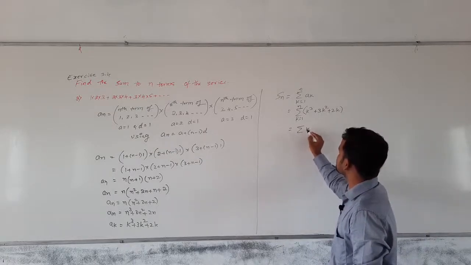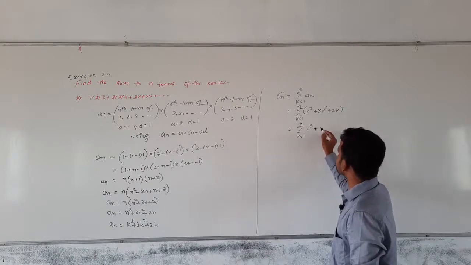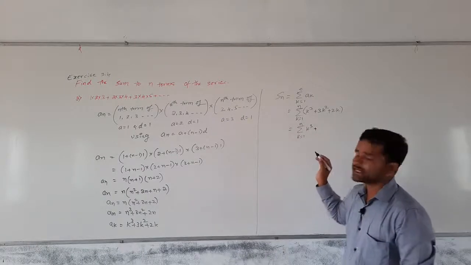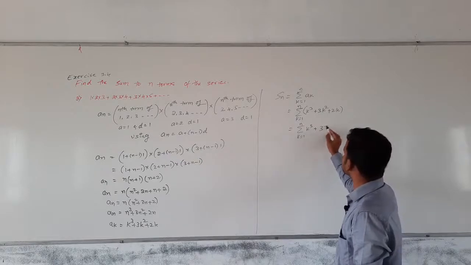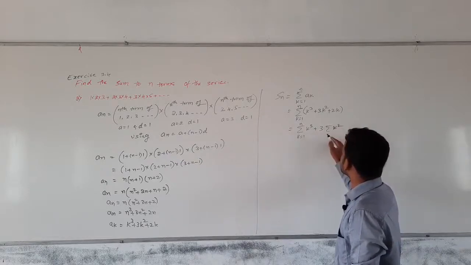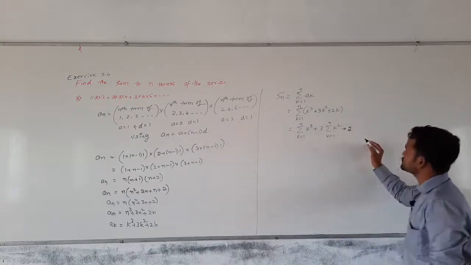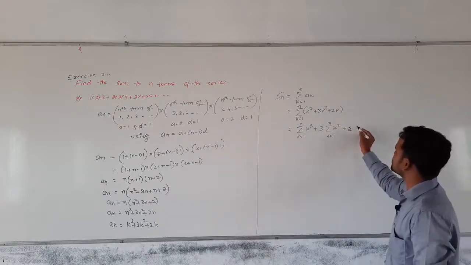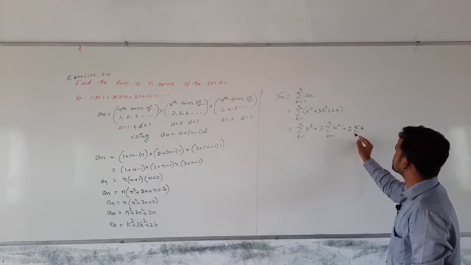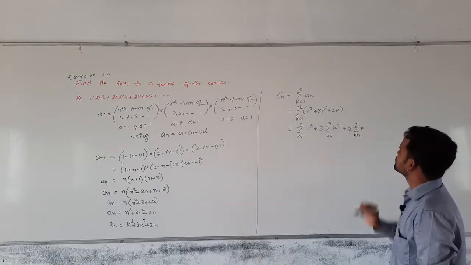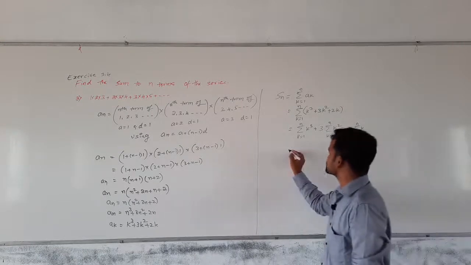First one will be summation of k cube, where k varies from 1 to n, plus 3 is a constant multiple, you can write out of the summation: 3 into summation of k square, where k varies from 1 to n, plus here also 2 is a constant multiple, you write out of the summation: 2 into summation of k, where k varies from 1 to n. Now we can use the formula.